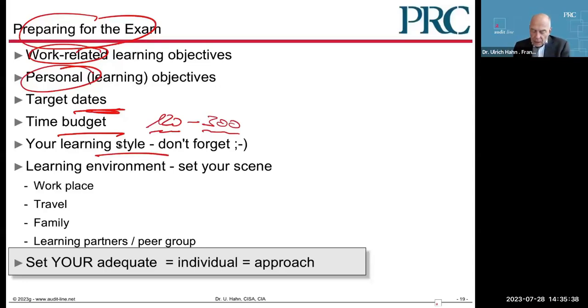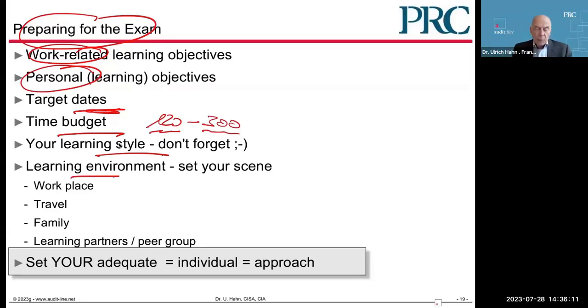Then your learning style. Some people like to read a lot, other people don't. I learned a lot with the sample questions. That was very practical for me, and I could digest the content very fast. But I have seen people reading the books first, and then looking into the questions. So you have to ask yourself what your style is. Some people also learn with flashcards and whatever material you have.